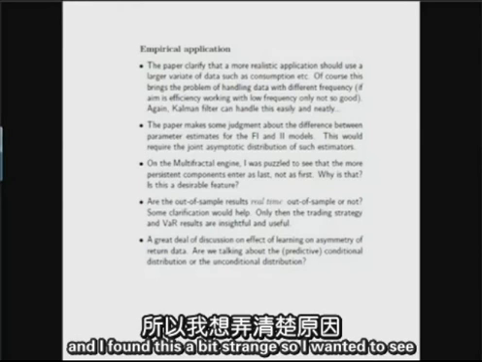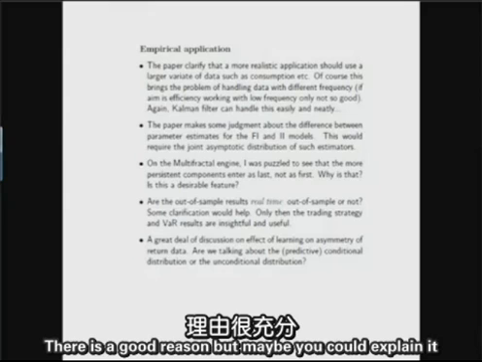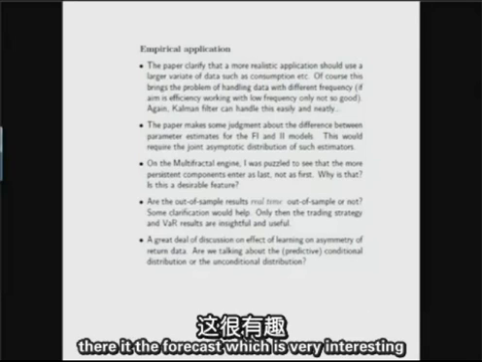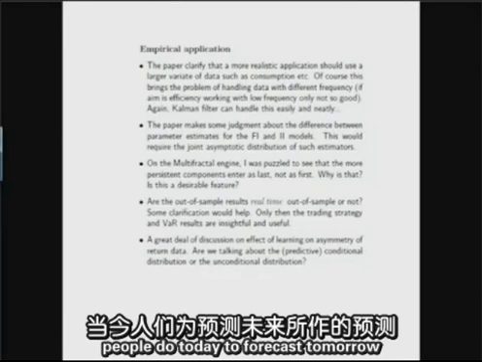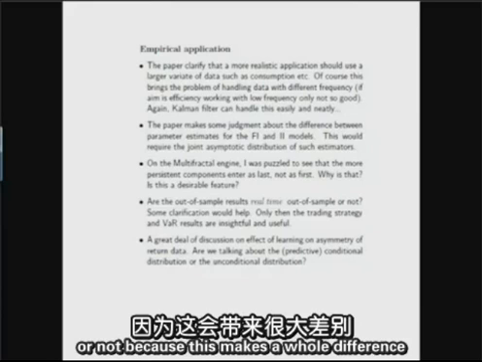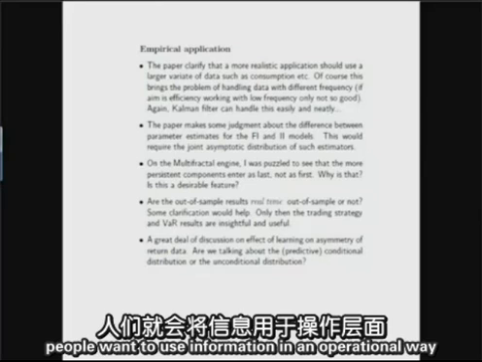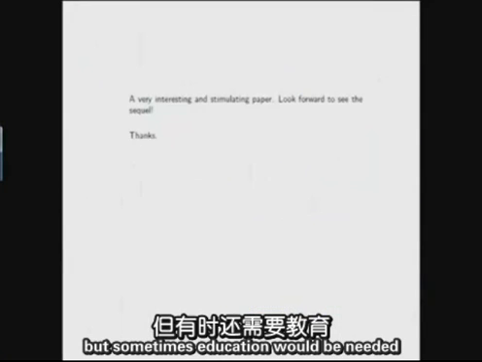I have to see why, because say I want to describe a time series model, and I start from the noise, and then I move to the trend. There are probably good reasons, but maybe you could explain this for the ones who are not so familiar. And another point is about the forecasting, which is very interesting. But is this real-time forecasting? Is it the forecast that people do today to forecast tomorrow, or not? Because this makes a whole difference. If you want to sell this approach and this estimation strategy, then people want to reuse information in an operational way. And again, probably it is, but some clarification perhaps would be needed.